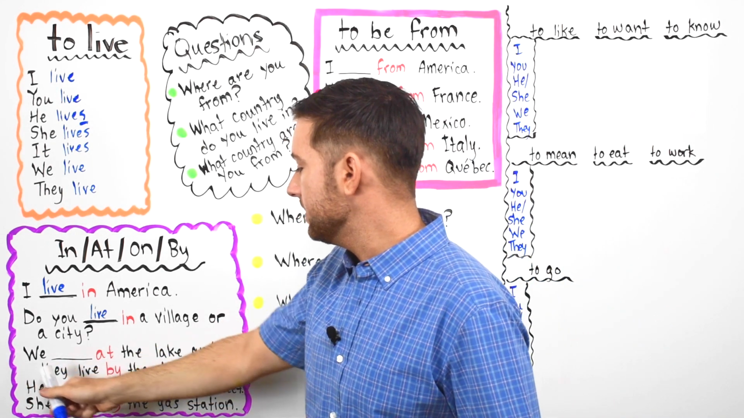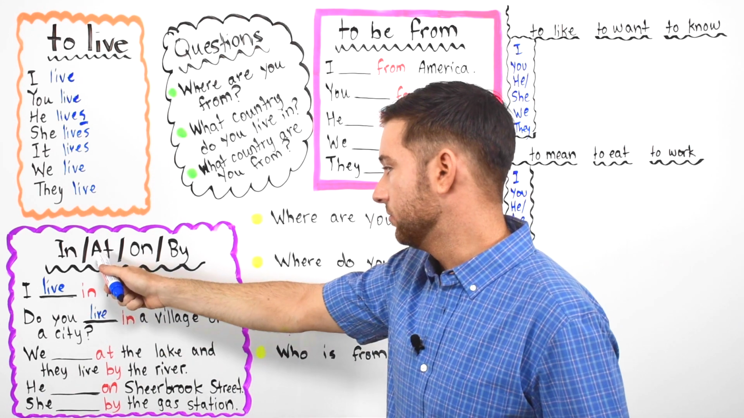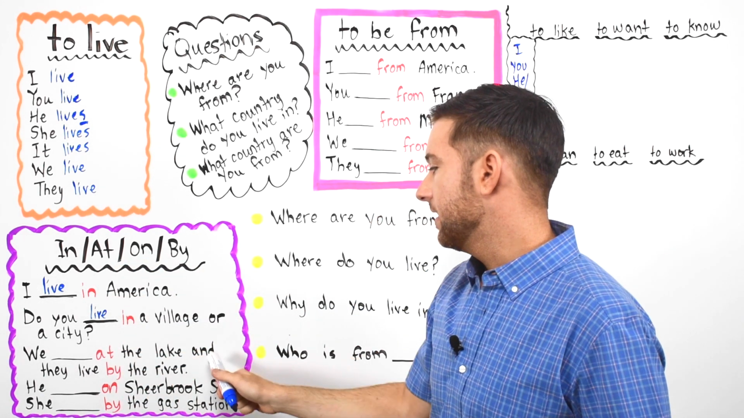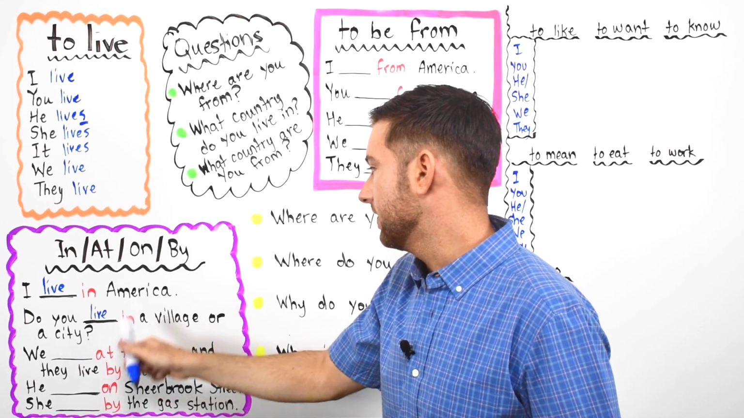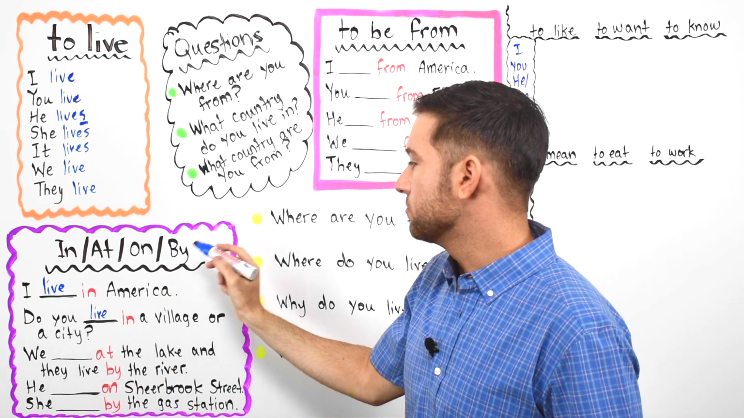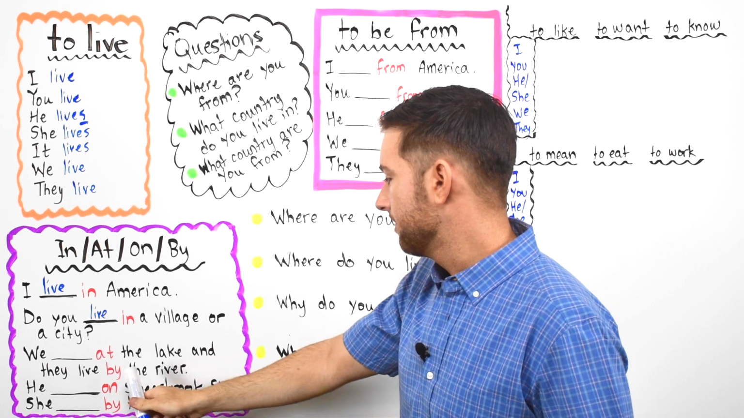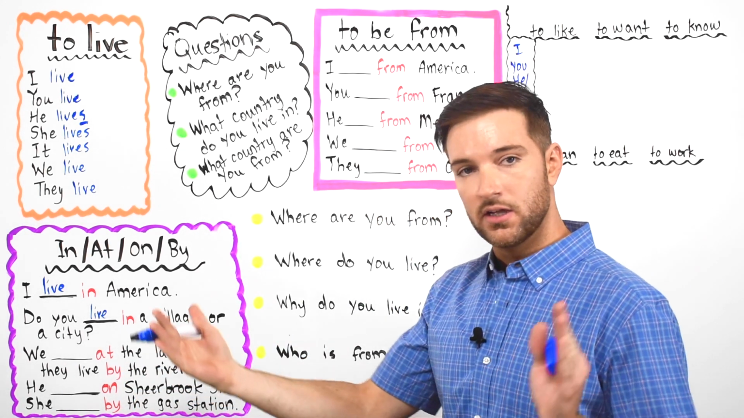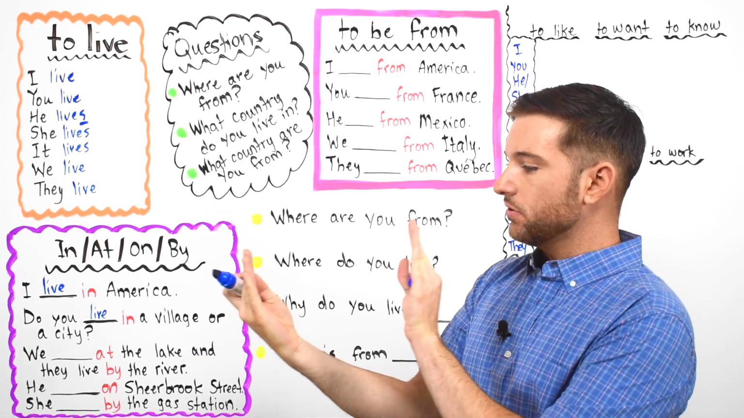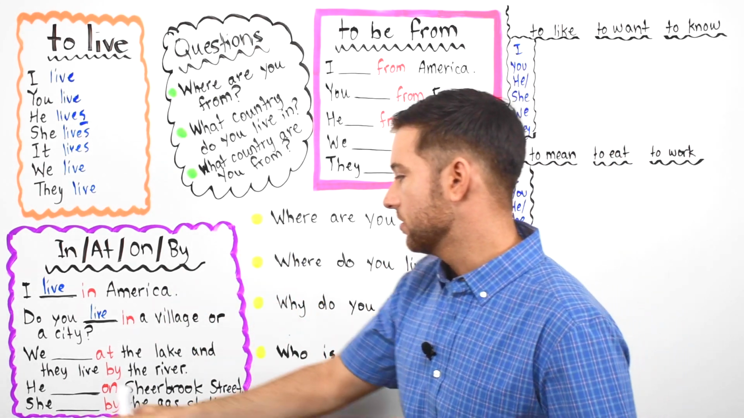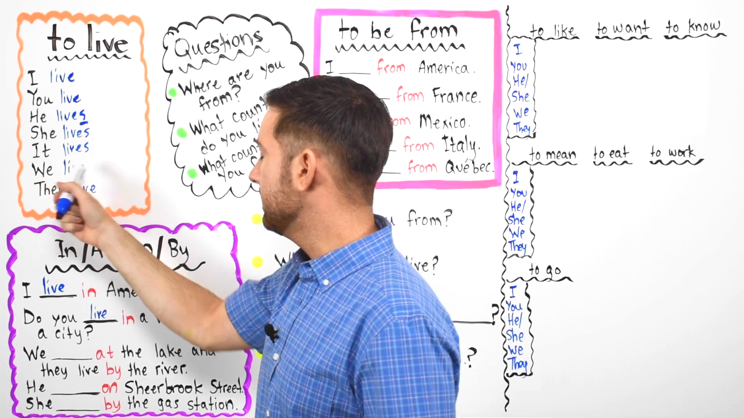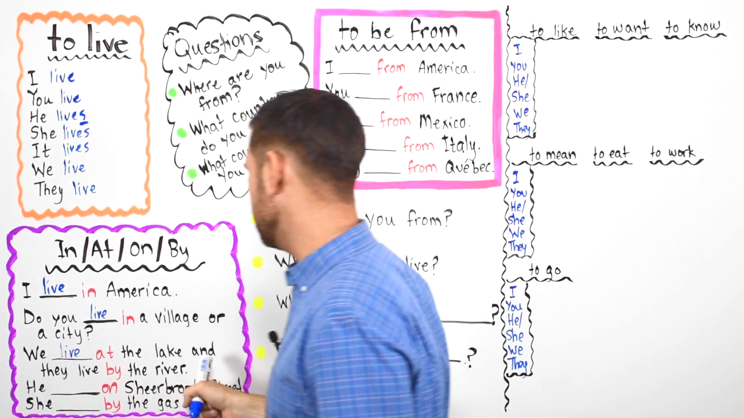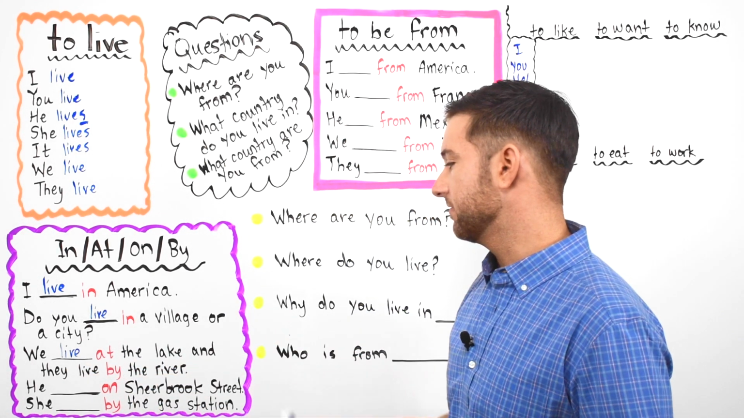Next we have we blank at. We have the preposition at here. We live at the lake, and they live by. Okay, we have by, which shows proximity to another place, by the river. So they live close to the river. They're in a very close distance to the river. So we live, L-I-V-E, we live at the lake, and they live by the river.